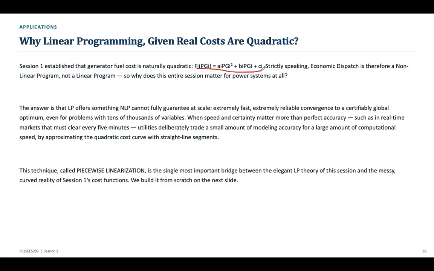This becomes especially attractive in large scale operational problems, where optimization is repeated frequently. The important point is not that LP is better than nonlinear programming in every situation. It is that LP is a useful engineering approximation when speed, scalability and predictable computation are important. So piecewise linearization is the bridge between the quadratic cost curve from session 1 and the LP formulation we are learning today.